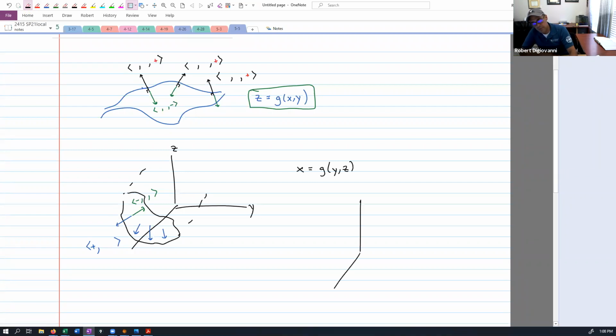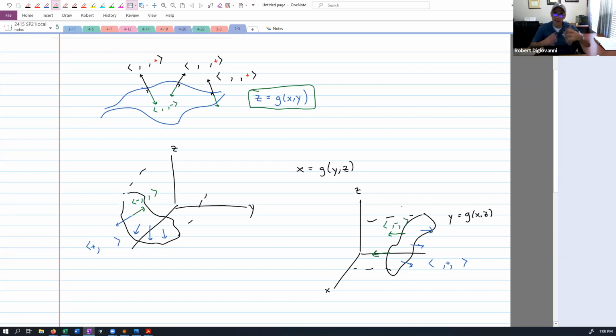And then the last case would be if our surface was like over here and the projection to the domain was onto the xz plane, then this y would be some function of x and z, and then the normals would all have a y component that's positive. Or if it pointed the other direction, then it would have a y component that's negative. Okay.